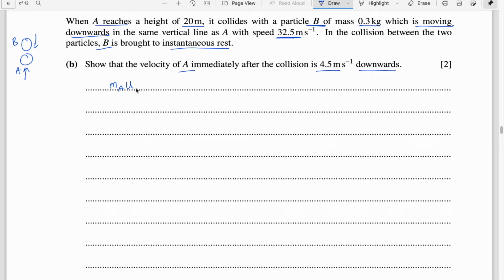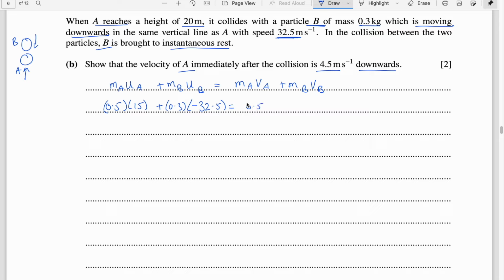Mass of A into velocity of A plus mass of B into velocity of B is equal to mass of A into velocity of A plus mass of B into velocity of B. U represents the initial velocities, V represents the final velocity. The mass of A is 0.5 and the velocity is 15 as found in the first part. Mass of B is 0.3 and velocity is given 32.5. Put a negative sign with it because it is downwards.